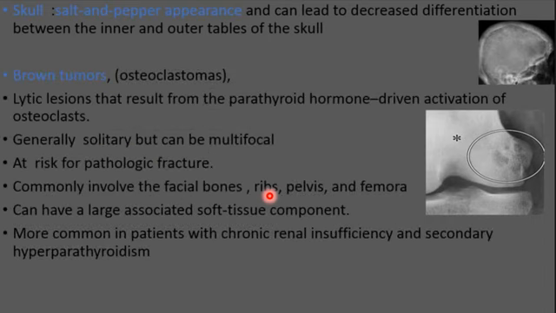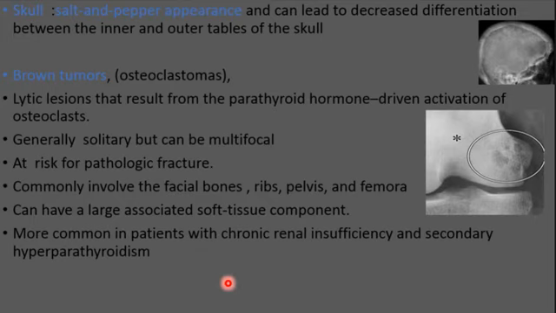Another finding, and the most important I think for MCQ also, is brown tumor. It's called osteoclastoma. It's a late lytic lesion that results from parathyroid hormone-driven activation of osteoclasts.